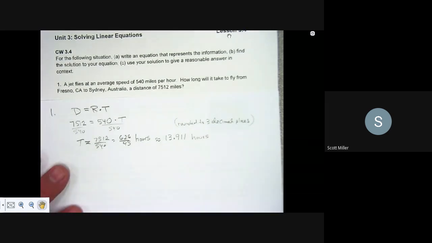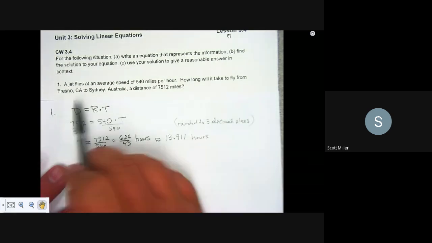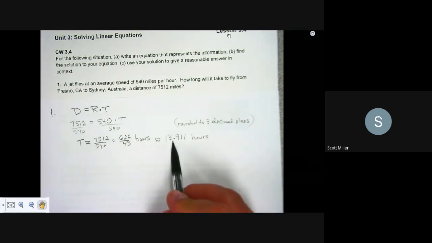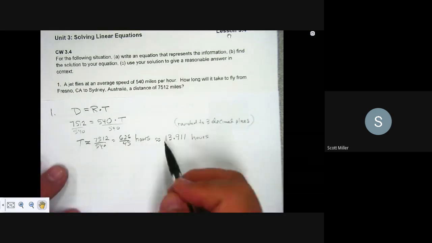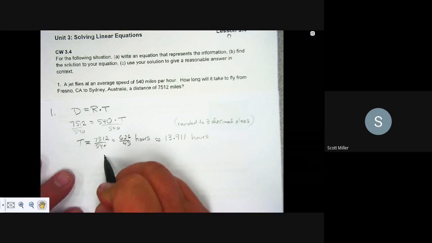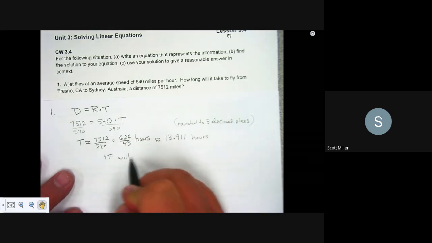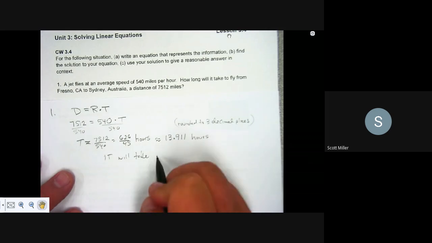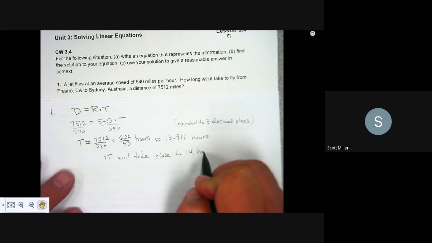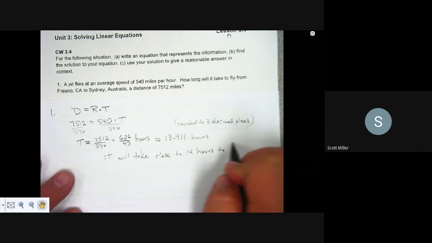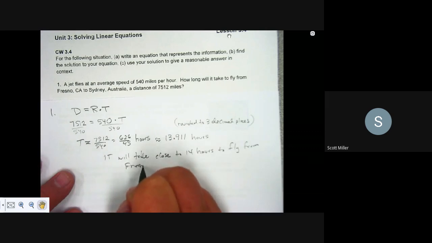Okay? So let's answer the question. How long will it take to fly from there to here? You can leave it as 13.911 hours. Or you can even say about. So in answering the question, I use the question to answer the question, which is, it will take about or close to 14 hours to fly from Fresno to Sydney.